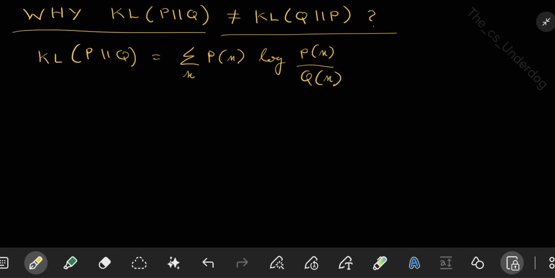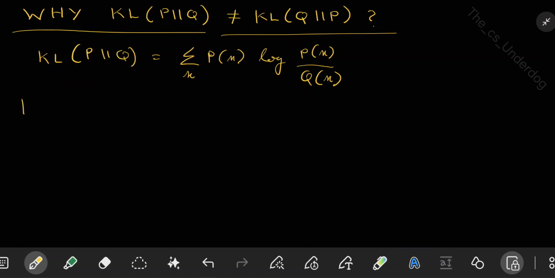Though we specifically explained how this formula came up, what is the logic behind that, and all those things. Here we are going to find out why this is not equal to KL of P from Q. What we'll do is, let us try to understand when the difference of KL of Q from P with KL of P from Q becomes 0. That will give you an idea.